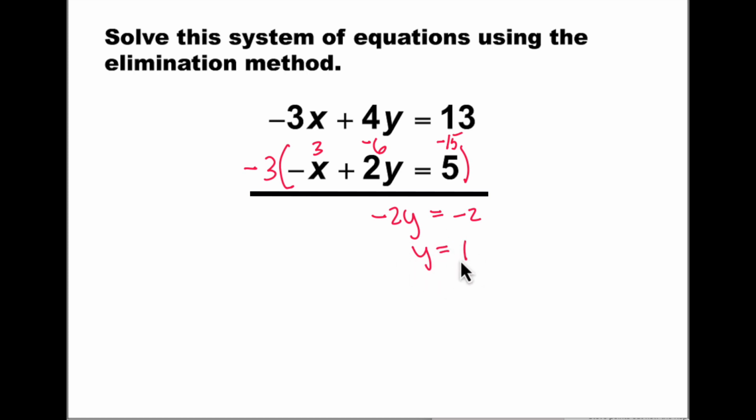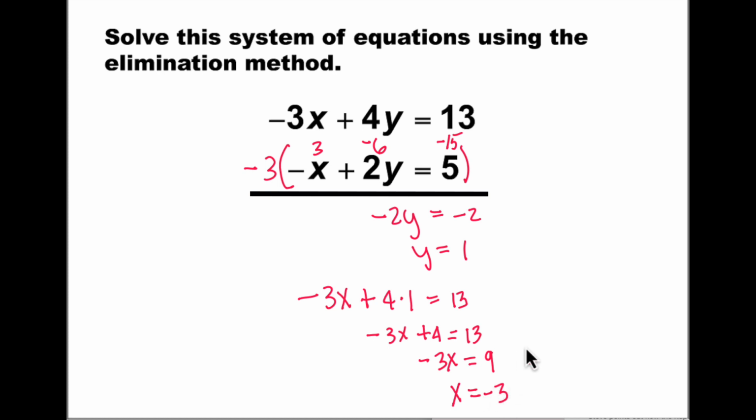We take this y equals 1, plug it into one of these equations to solve for x. So let's use the first equation. So we get negative 3x plus 4 times 1 equals 13. Negative 3x plus 4 equals 13. Negative 3x equals 9. And solving for x, we get x is equal to negative 3. So the solution to this system is y equals 1 and x equals negative 3.